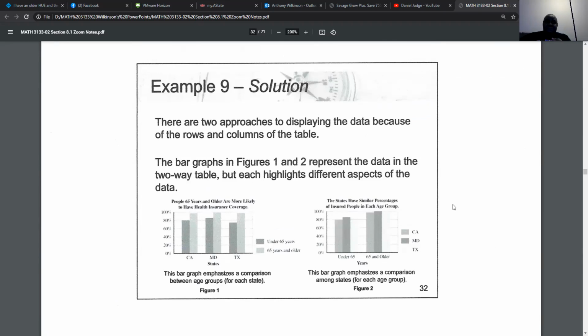Now, there are 2 bar graphs that we see here, and it can be represented either way. Each highlights different aspects of the data. So here, this bar graph emphasizes a comparison between age groups for each state. So you can see California, Maryland, and Texas. And notice that it has been shaded. The darker shaded bar is for under 65s, and the lighter shaded bar, since it's in black and white, is for 65 years or older.